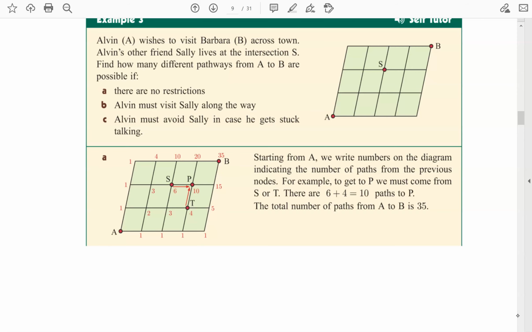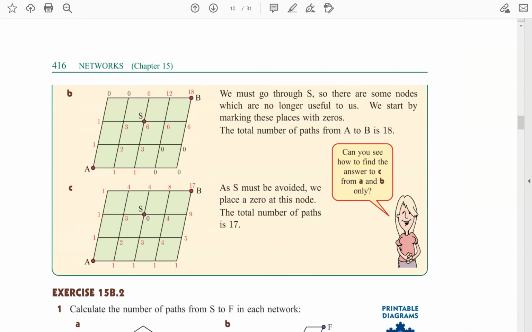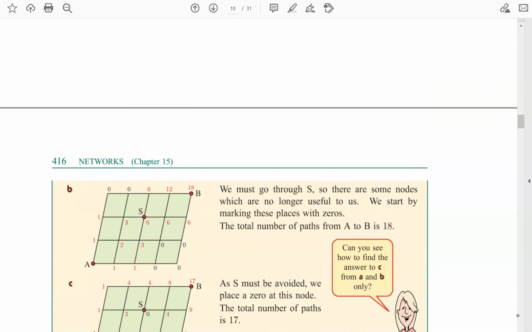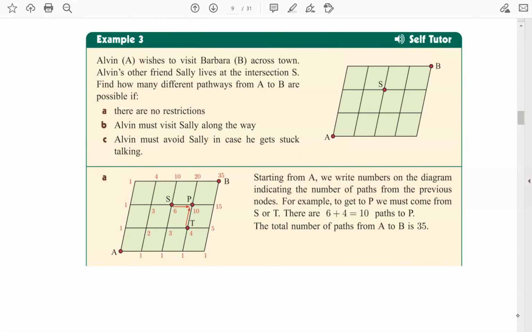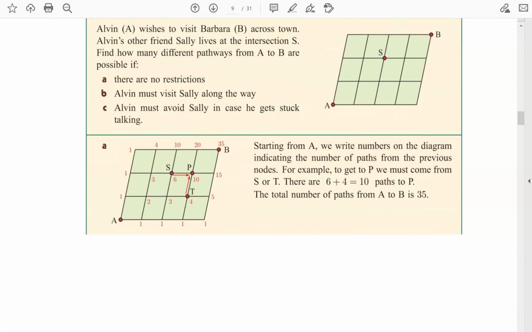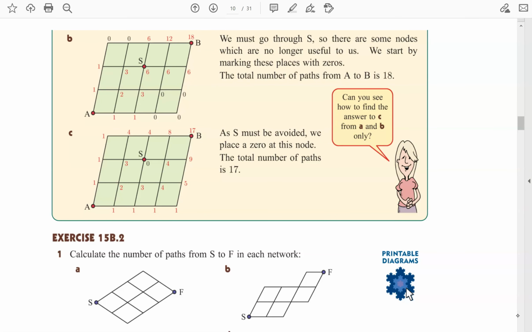Alvin must visit Sally along the way, so he has to go through Sally. So basically you do the same thing, okay, but notice here, once we get to that bit there, that isn't a 1 anymore, it's a 0, because if you went down that path, you're not going to end up going via Sally because you can't backtrack to get to her, right? So we use the zeros to help us block a path. Similarly, if we look at C, Alvin must avoid Sally. So what happens there is if you're avoiding Sally, you actually put a 0 at that point.